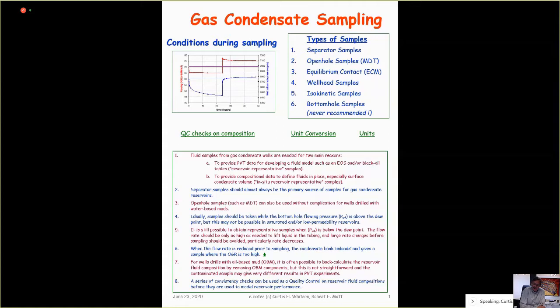And then bottom hole samples, which I've already mentioned yesterday, is not really recommended for gas condensates. So mainly we're talking about separator samples, open hole formation testing samples, RCI, MDT, the other brands, and equilibrium contact mixing, which is a bit special if you have a saturated reservoir with both a gas cap and an oil in equilibrium. That can be a very useful type of sampling method. And then that's pretty much it. I'll mention a little bit about the isokinetic just because it can help for leaner condensates in some cases.